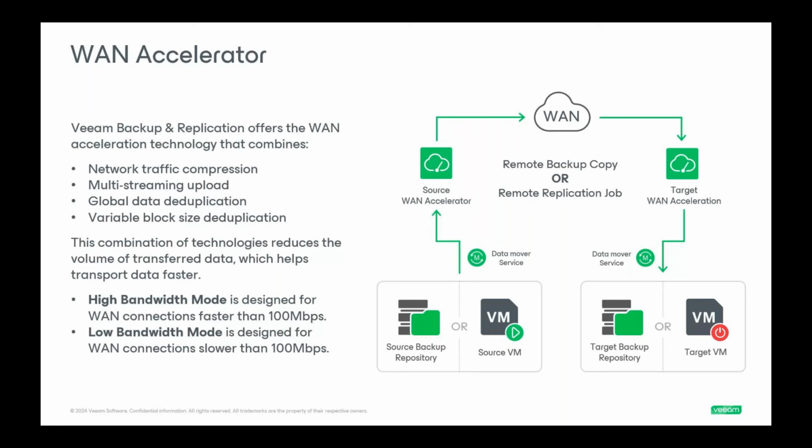reduced network traffic flow. As you can see here, in order to use the WAN accelerators, you would need two of them. You would need one at the source location as well as one at the target location. And when you set them up, they function in two different modes. We have the high bandwidth mode, for links over 100 megabytes per second, as well as low bandwidth mode, for links slower than 100 megabytes per second.